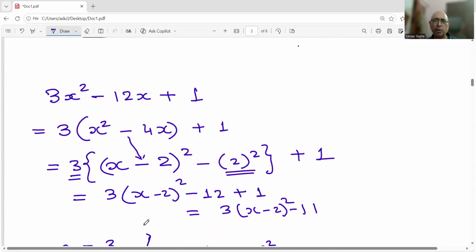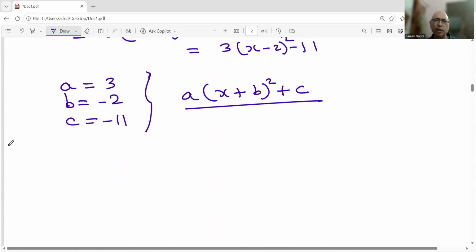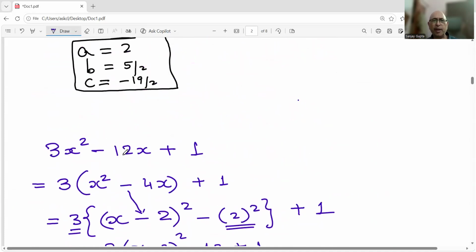Very soon you will also look at further videos on the application of this completed the square technique. But I hope now this is clear, and all students should be able to convert any given quadratic into the completed the square form.